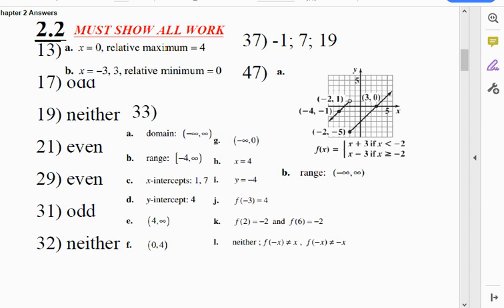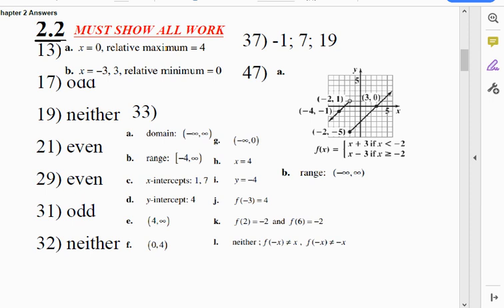So in 2.2, question 13a, x equals 0, there's a relative maximum at 4. B, x equals -3 or +3, and there's a relative minimum at a y value of 0. 17 is an odd function, 19 is neither, 21 is even, 29 is even, 31 is odd, and 32 is neither. 33 has quite a few parts to it.